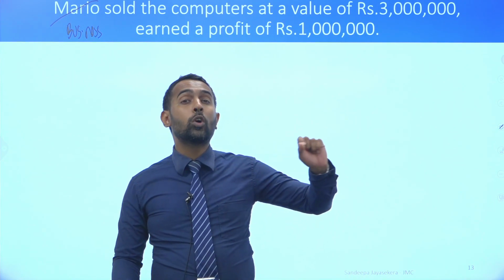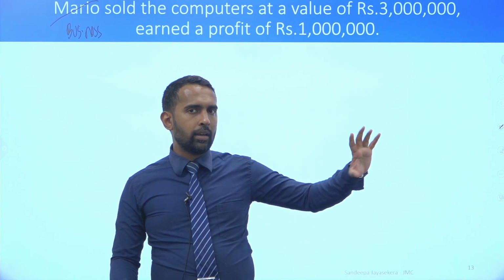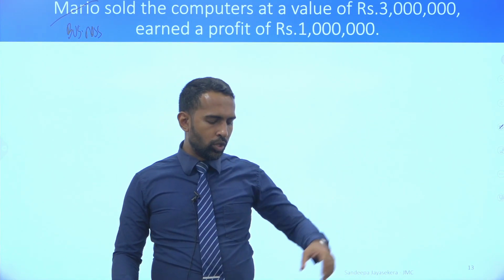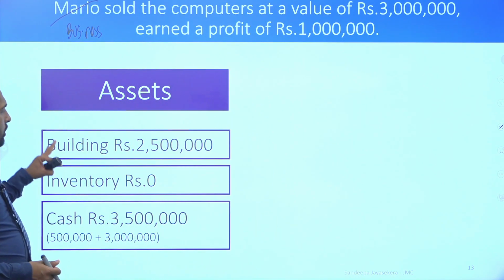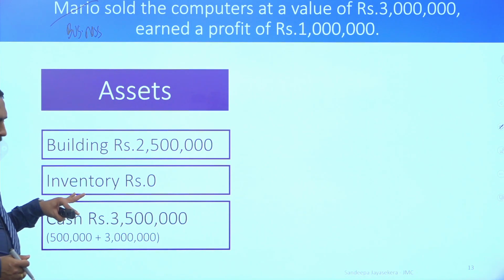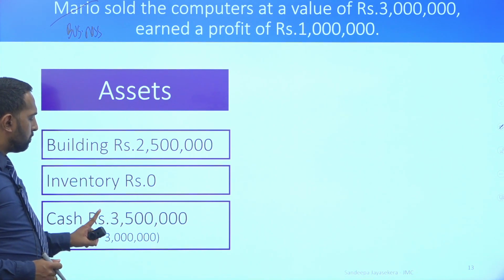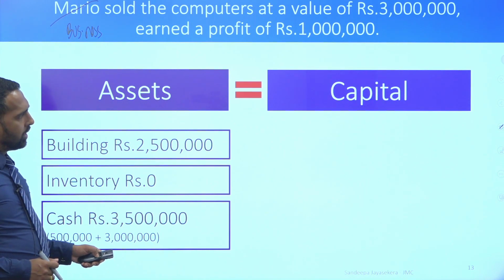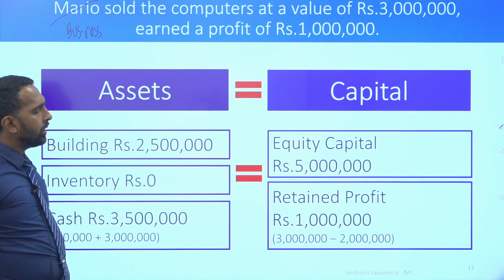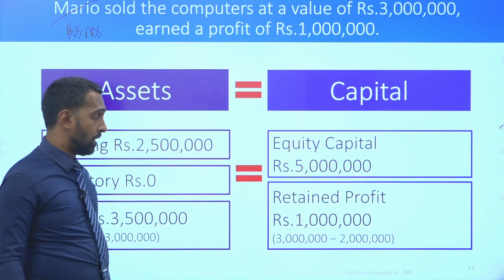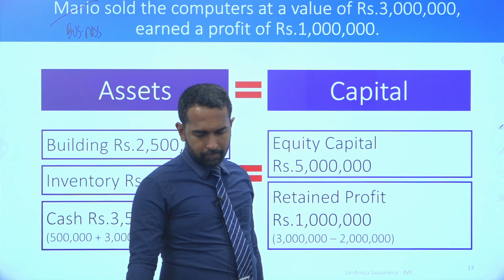Okay, I have a profit of 1 million. Profit belong to the owners. මං කියන්නේ equity එක ඇතුලේ කෑලි දෙකයි කියලා. Capital and profit. Profit goes to the owners. අයිතිකාරයන්ට තමයි ලාභය අයිති. So building 2.5, inventory will be 0 now. Cash 3.5. How come? 500,000 plus 3 million. And equal to capital, where we have equity capital of 5 million and now we have a profit. We have a retained profit of 1 million. We got a profit of 1 million.